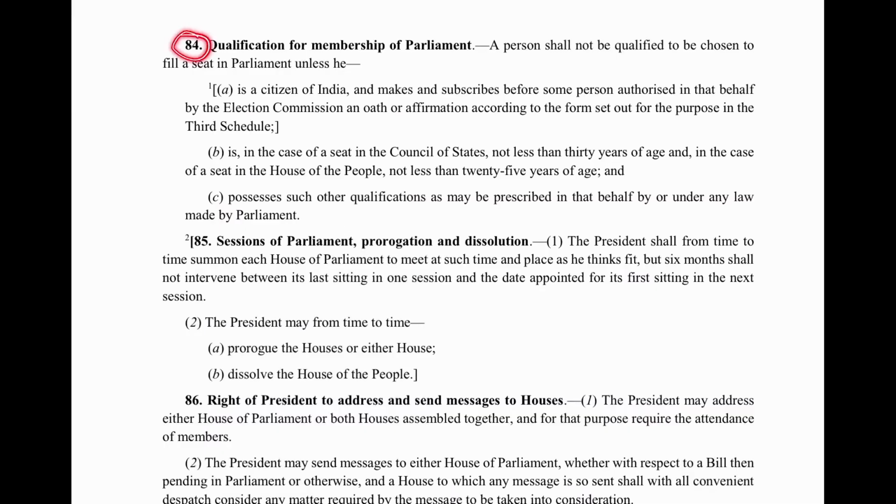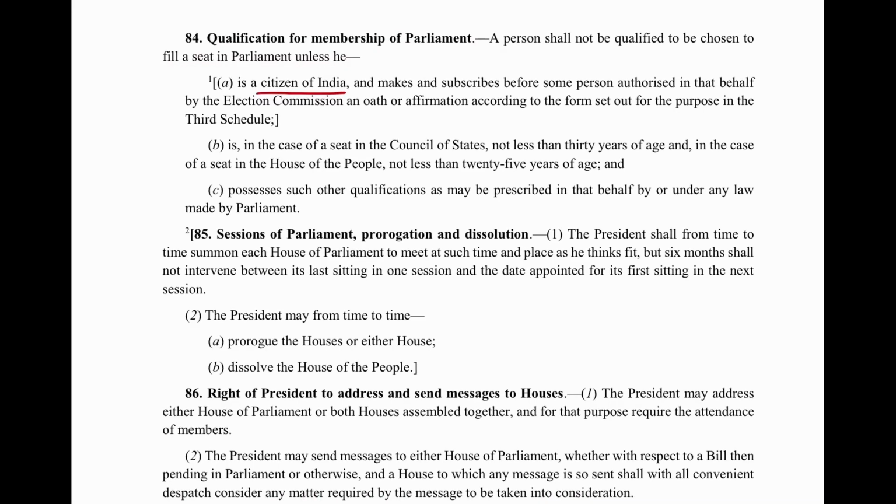So you see Article 84 here, which says qualification for the membership of Parliament. A person shall not be qualified to be chosen to fill a seat in Parliament unless. So the first criterion, as we have seen earlier, is that the person should be a citizen of India and makes and subscribes before some person authorized by the Election Commission the oath or the affirmation, and it should be done according to the form given in the third schedule. So we have done this.